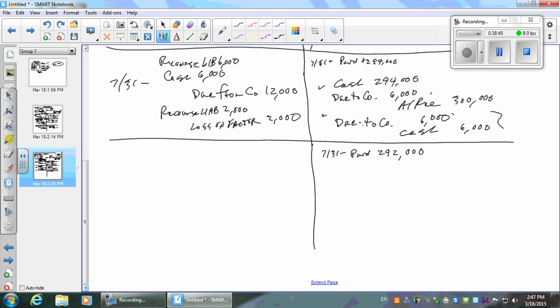So what would they do? Debit cash, how much? 292. Then what? Credit accounts receivable, how much? 300. And then what? Due to company for 8.